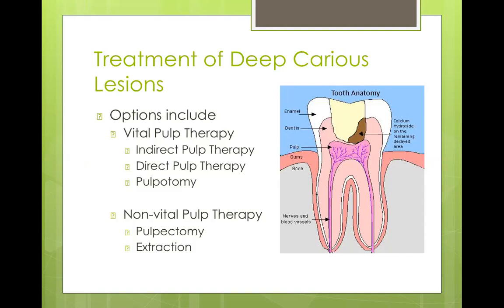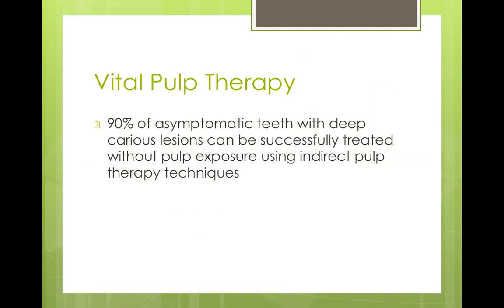The options that we have for pulp therapy for a deep caries lesion are vital and non-vital. Under vital, we have the indirect pulp therapy, direct pulp caps, and pulpotomy. And the non-vital pulp therapies are the pulpectomy or the extraction. This is for primary teeth.